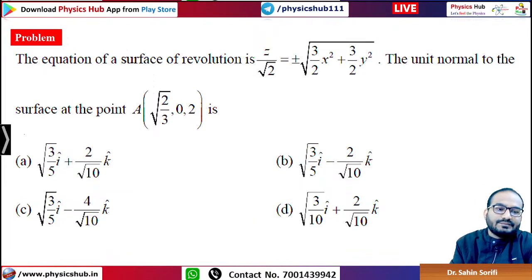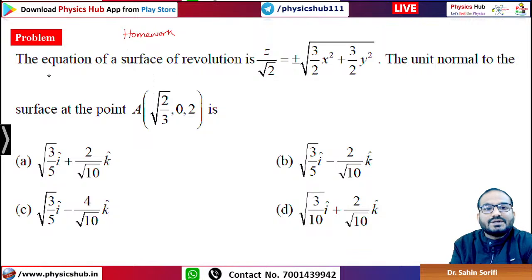So similar problem, I have already solved 2 and it's your turn to solve it at home. So take it as homework, simple problem. The equation of a surface of revolution is z upon root 2 equals plus minus root over 3 by 2 x square plus 3 by 2 y square. The unit normal to the surface at the point A is.